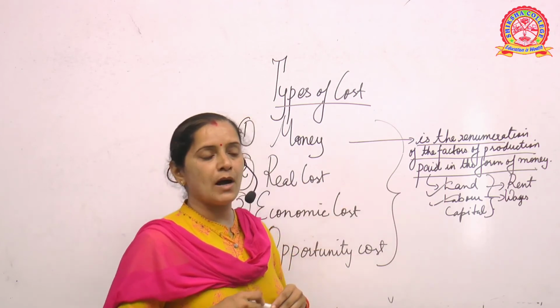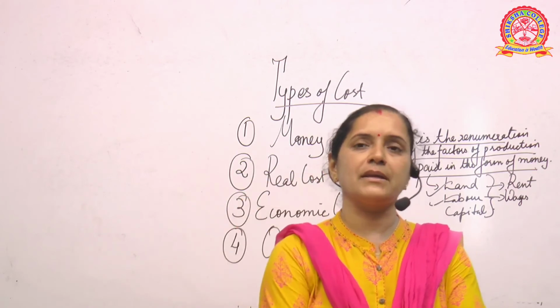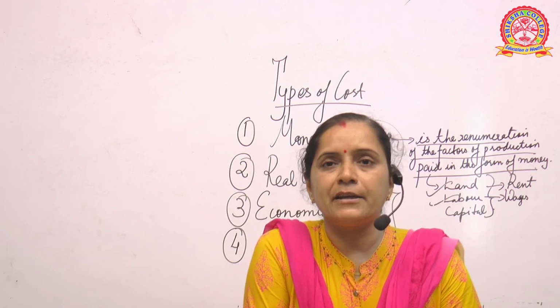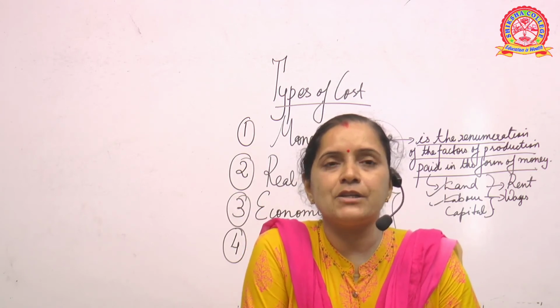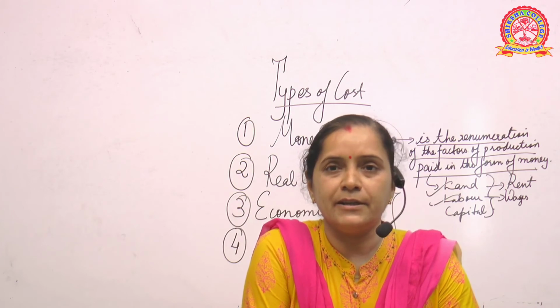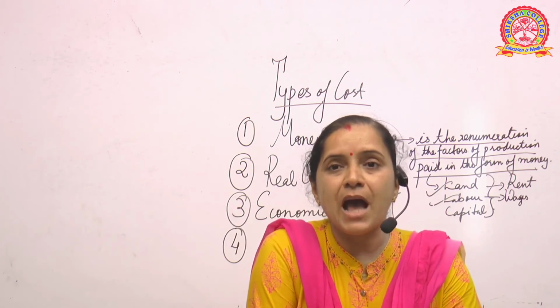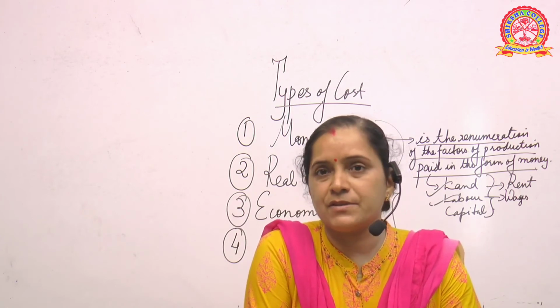Okay. So again I will tell you, when we are trying to define the different types of costs, money is one of the most important types of cost, where money can be defined as the remuneration paid for the factors of production. When we are paying some remuneration for the factors of production which are used during the process of production to produce some goods and services, this is known as money.